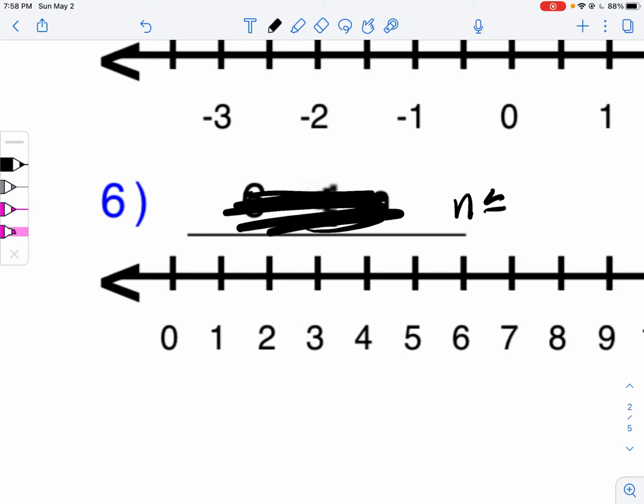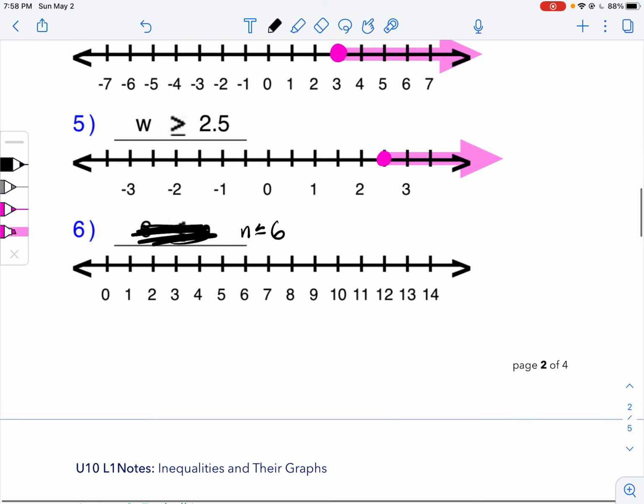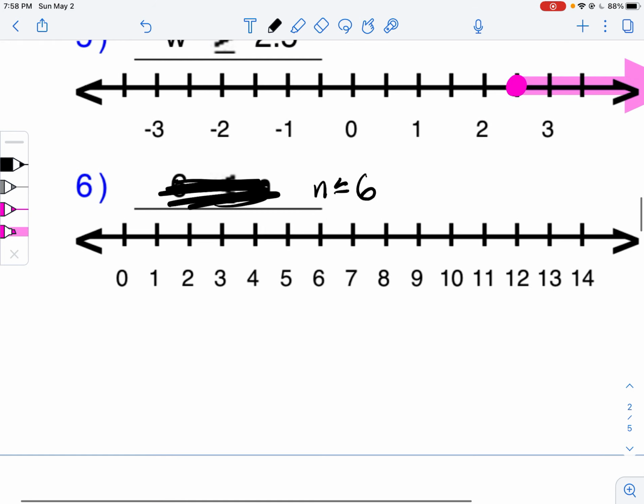N is less than or equal to 6. I'm going to change it, and that's what we're going to graph right now. Don't do that to your homework, but do that to your notes. Okay, cool. So our key number here is 6, and since we've got an equal to, that gives us a solid circle.